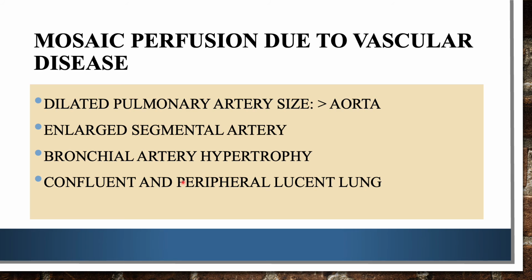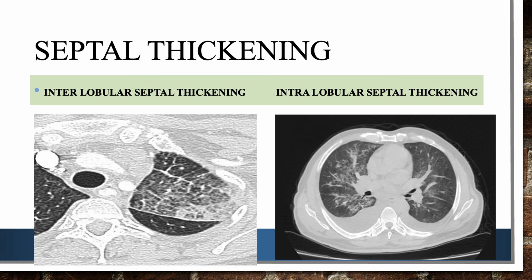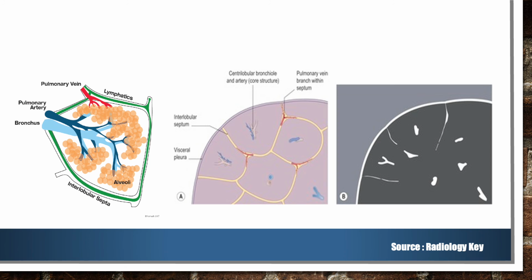Point to be taken home that usually due to vascular disease, you see a more peripherally lucent lung as compared to airway, where you could see more in the central lung. However, that's not absolute. Coming to the last part of today's talk about septal thickening. Septal thickening refers to interlobular septal thickening between various secondary pulmonary lobules or intralobular septal thickening within a pulmonary lobule.